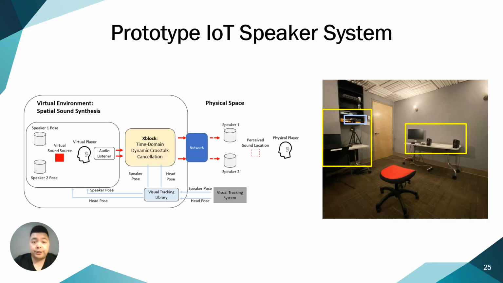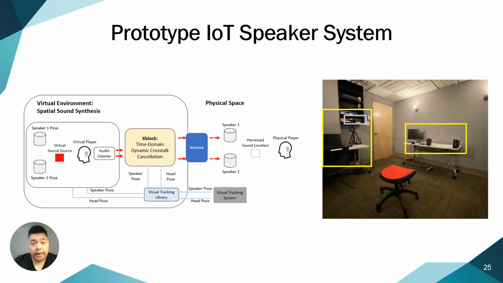For our future vision of the spatial audio-enabled smart speaker system, we imagine a main speaker hub to process the virtual environment and synthesize the spatial sound. In our prototype, we utilize an Alienware M15 laptop 3.0 GHz running Unity to serve the role as the main speaker hub for the spatial sound synthesis.